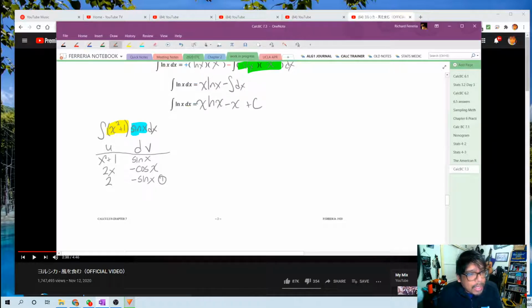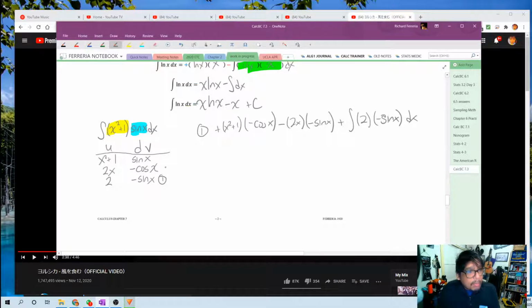Okay, so we could stop here and construct this together, and you would get x squared plus 1 multiplied by negative cosine x, minus 2x multiplied by negative sine x, and then plus the integral of 2 times negative sine x dx. So that's if you stopped over here.